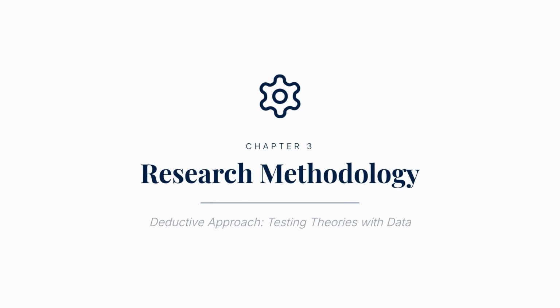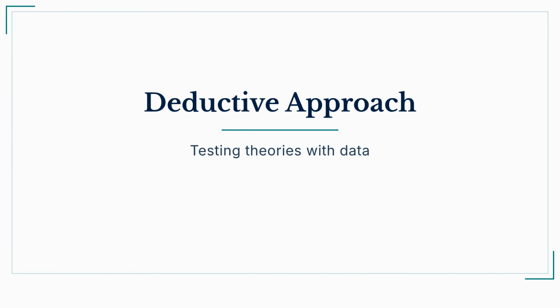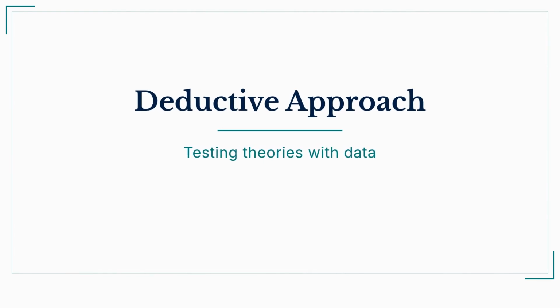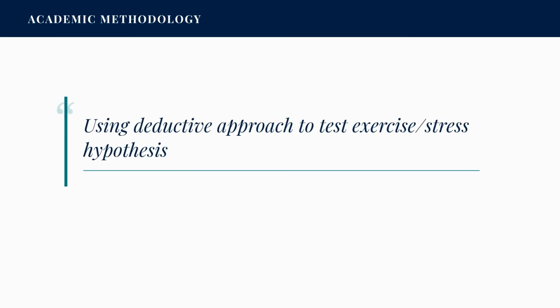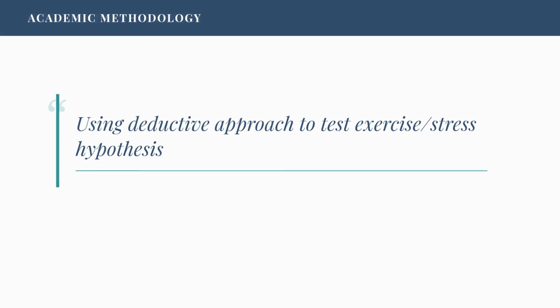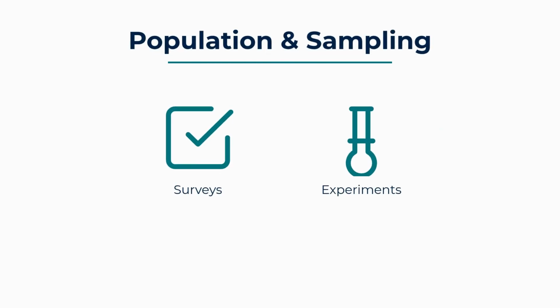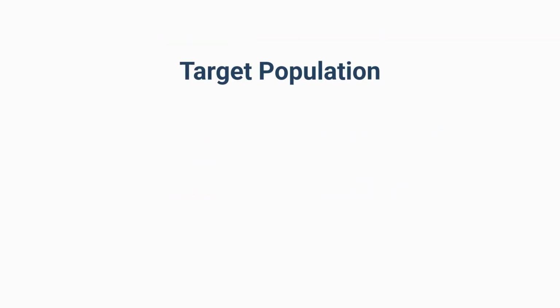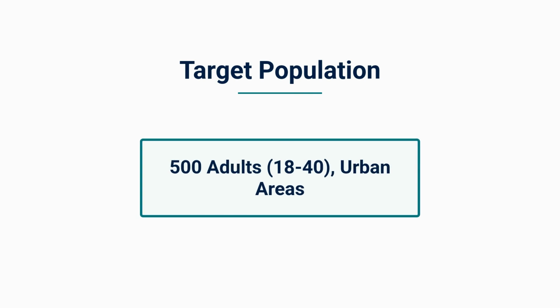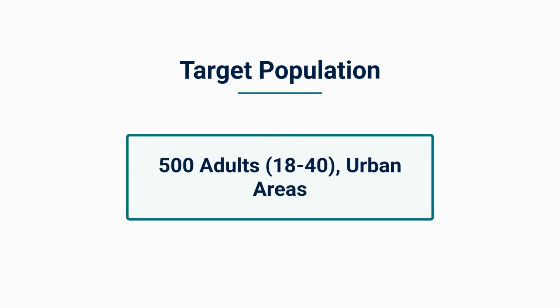Chapter 3, Research Methodology. Here you explain how you conducted your study. If you used a deductive approach, testing theories with data, describe why it's suitable. For instance, this study uses a deductive approach to test the hypothesis that exercise reduces stress. You elaborate on quantitative methods, such as surveys or experiments, and define your population and sampling. For example, the study targeted 500 adults aged 18 to 40 living in urban areas.